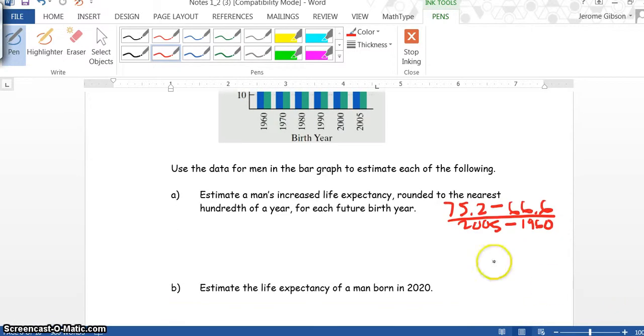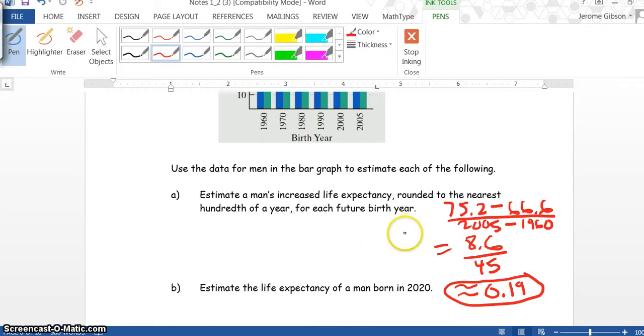Now, after we subtract this, we would get 8.6 all over 45. Now, when you put this in your calculator, this will give you approximately, because we're rounded to the nearest hundredths, approximately 0.19. And that will be your final answer. So it's just basically saying that for each subsequent year, starting with 1960 to 2005, every year after that, men should see an increase in life expectancy by 0.19.